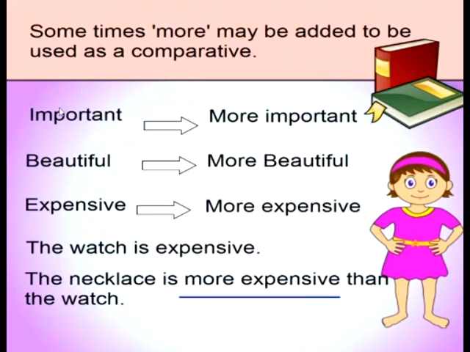Now another type, you can also use more as a comparative. For example, important, the comparative form is more important. You don't add an er or change it. Beautiful, more beautiful. Expensive, more expensive. For example, the watch is expensive, but the necklace is more expensive than the watch. So the comparative form is more expensive.